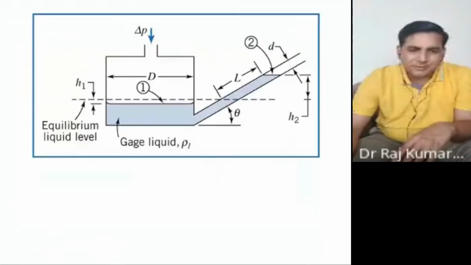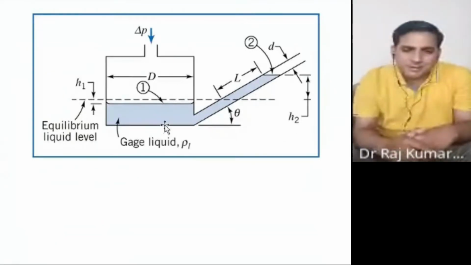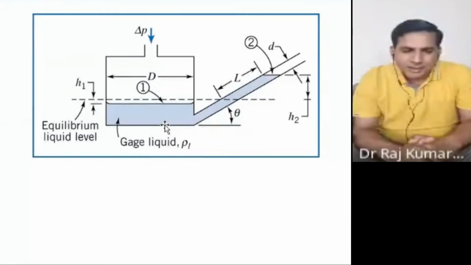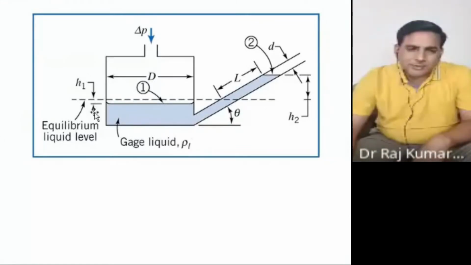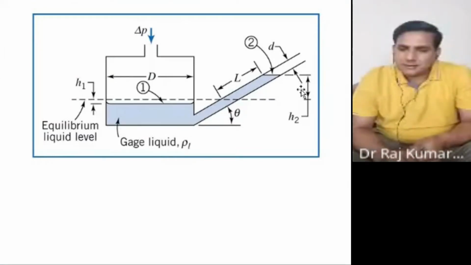So if you see at this particular point, this is the level picture here. This much has been changed here, H1, and here this particular change is L, and L you can calculate in terms of vertical also. So if you calculate the vertical change here, that would be your L sine theta.